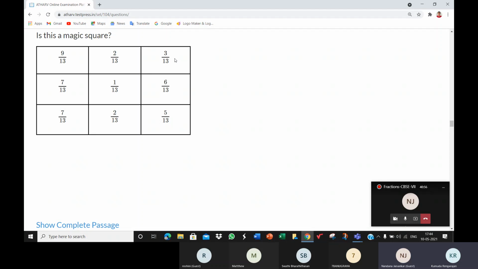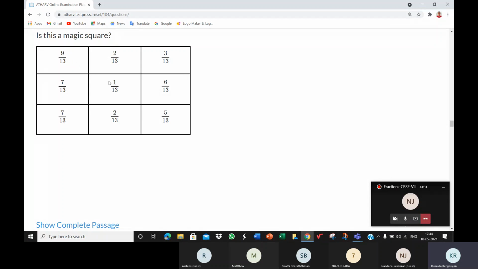What is the sum of the numbers in the first column? Ma'am, 23 by 13. There itself, you can stop there. Or supposing you find along the diagonal. Anywhere you can find. Now we found along the rows, and all the three rows have the same sum. Next, you can find the diagonals, or you can find the columns, anything. There's nothing like this one first.